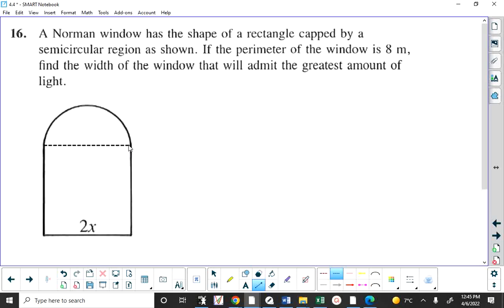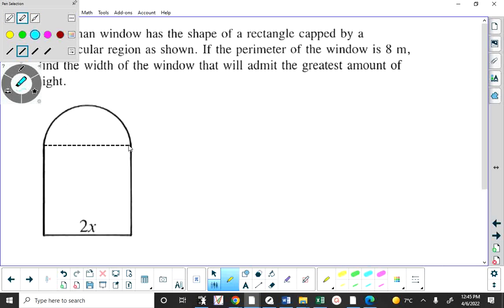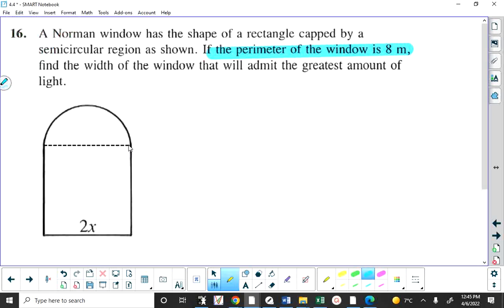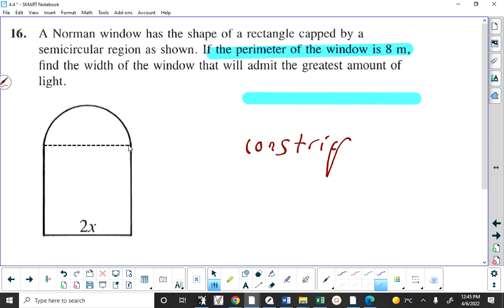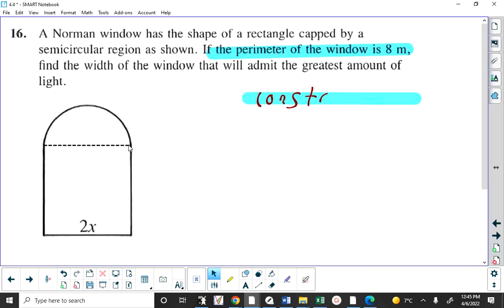The fact that you're told the perimeter of the window is going to be 8 meters is a little bit of a contrived statement. You could, if you had the money, make the perimeter whatever you want. But to turn this into an interesting math problem, we have that, and that is the constraint. We can come up with an equation of constraint in a bit. But in the meantime, let's get back to the thing that wants to be maximized. You want to maximize the area.